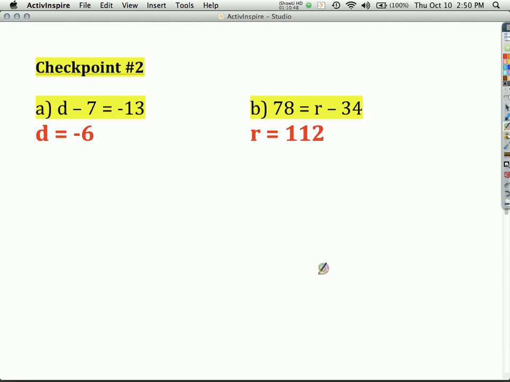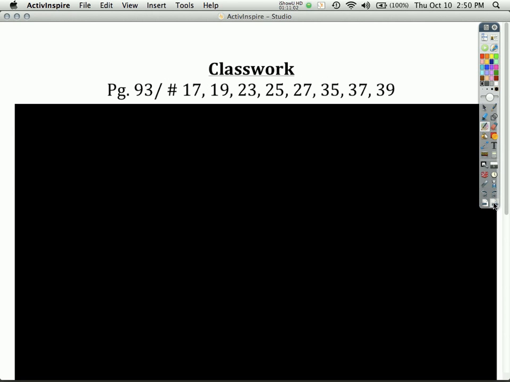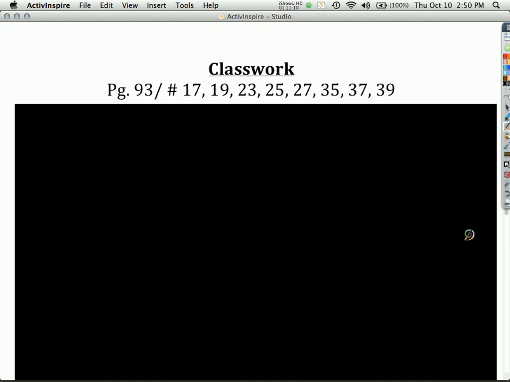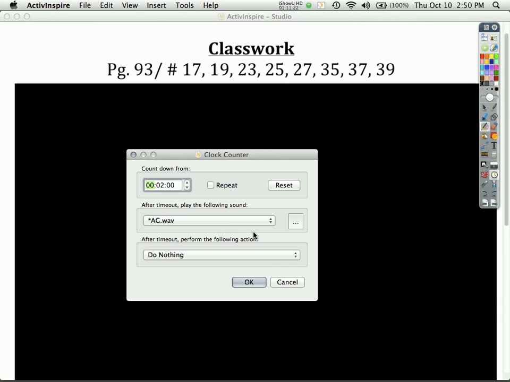Okay, now I have another example, and it is a real-world application, but I am going to sacrifice it because I think it will be more valuable for you to have some time to work independently and with your classmates. So we are going to skip example 3. It is important, but unfortunately I'm going to skip it. And we're going to do classwork on page 93. You're going to do 8 questions: 17, 19, 23, 25, 27, 35, 37, and 39. You've got about 12 minutes or so.